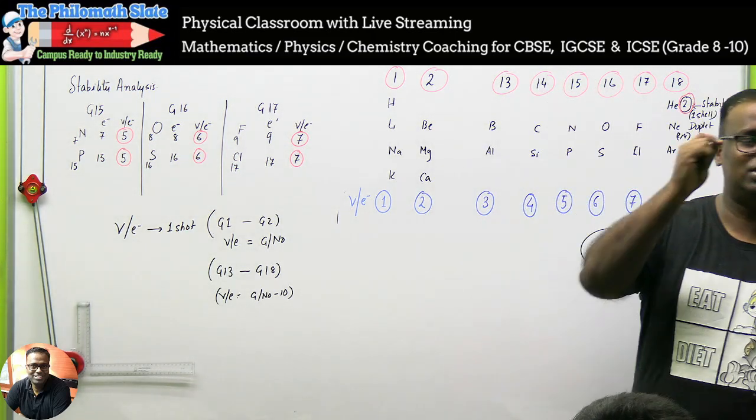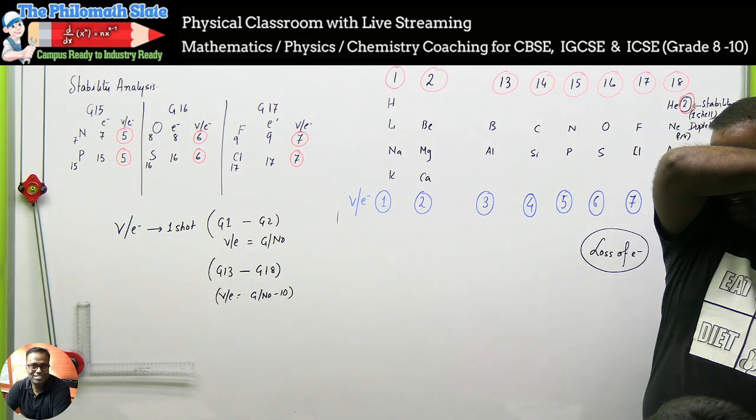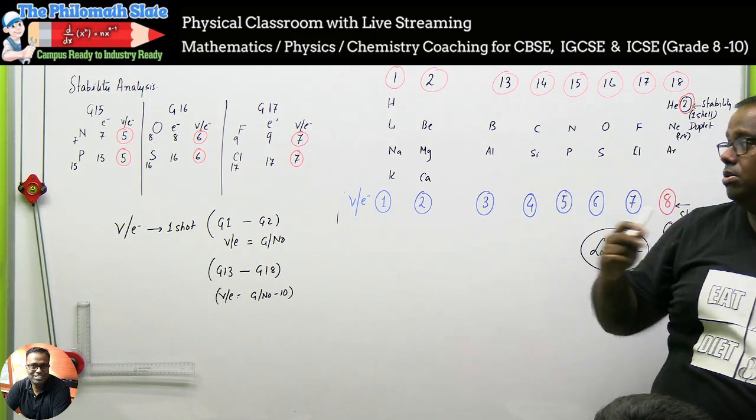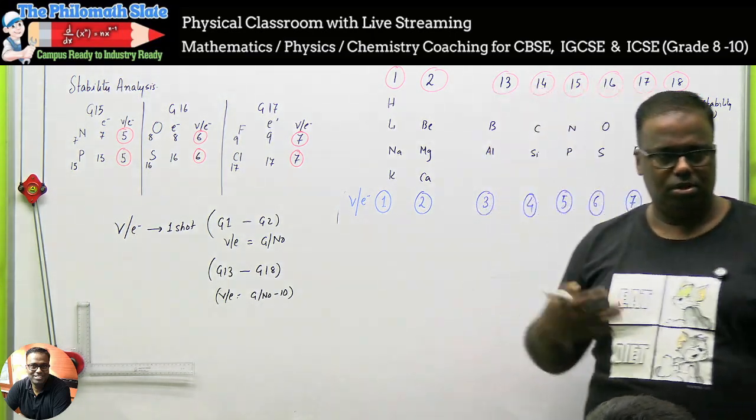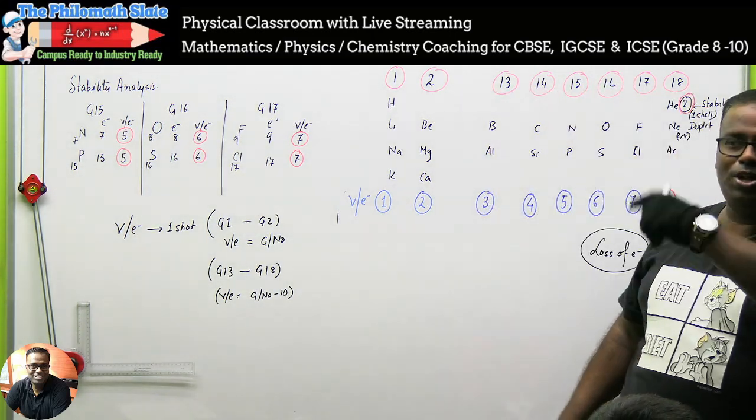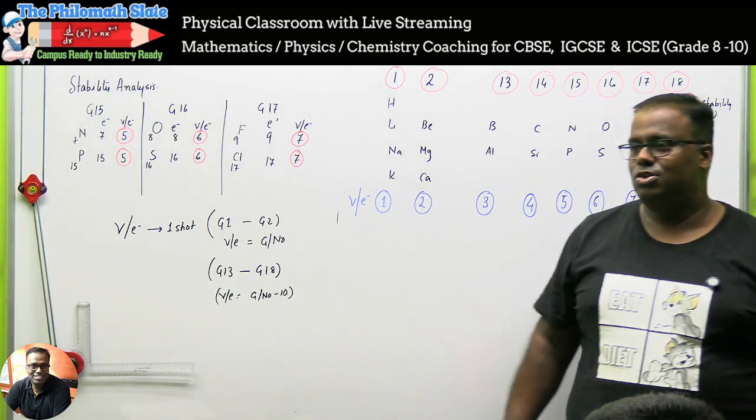So remember, if you have a single digit group number, that is group 1 and group 2, then the valence electron is the same as the group number. Now let us look at it. Now look at your periodic table. So what is group 1?